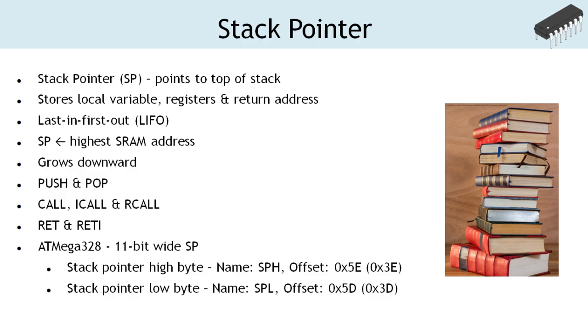The AVR stack pointer is implemented as two 8-bit registers, SPH and SPL. The offsets of SPH and SPL are 0x5e and 0x5d respectively. These addresses are used to access the stack pointer while using load and store instructions, and use the addresses 0x3e and 0x3d with in and out instructions. We shall discuss the addressing mechanism in a subsequent lesson. ATmega328 has an 11-bit wide stack pointer.